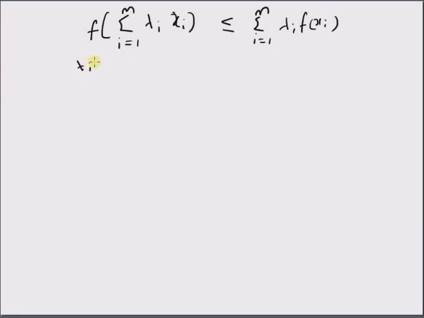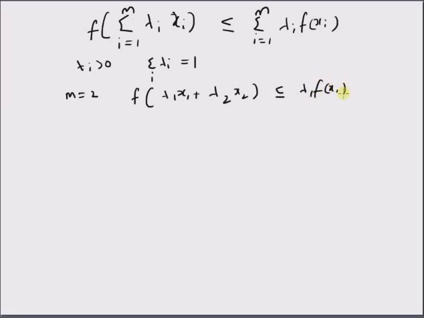Here lambda i is always positive and the sum of lambda i is equal to 1. So now we want to prove this theorem by using the principle of mathematical induction. So for m equal to 2, we can easily see that f of lambda 1 x1 plus lambda 2 x2 is less than or equal to lambda 1 f of x1 plus lambda 2 f of x2, which is nothing but the condition for a convex function. Hence the theorem is true for m equal to 2.